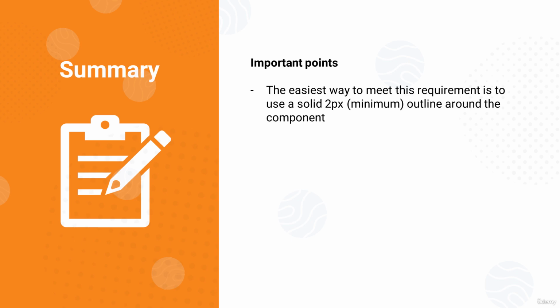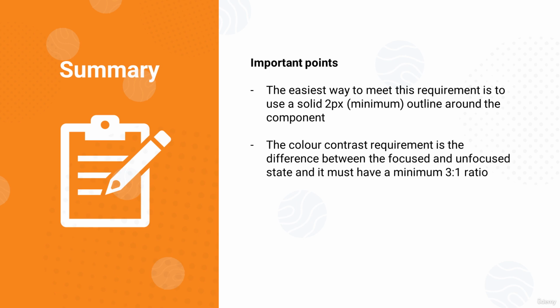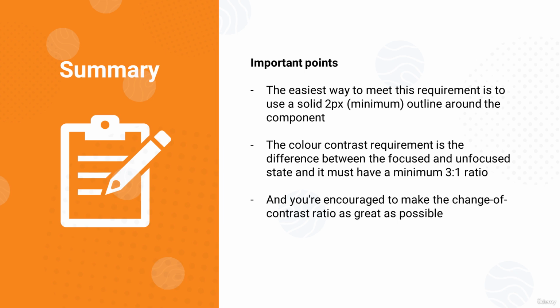The easiest way to meet this requirement is to use a solid 2-pixel minimum outline around the component. The color contrast requirement is the difference between the focus and unfocused state, and it must have a minimum 3:1 ratio. And you're encouraged to make the change of contrast ratio as great as possible.